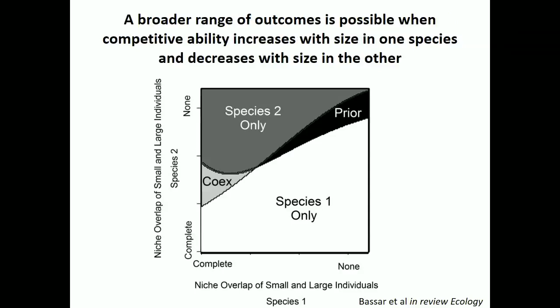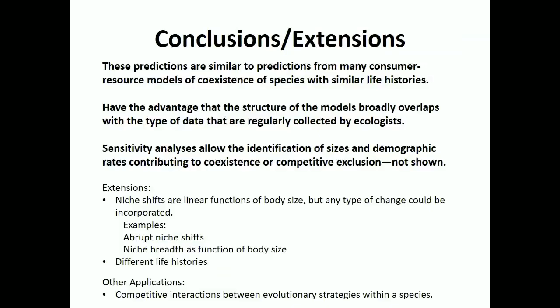Finally, the final prediction is that when we have increasing asymmetries in competition with species 1 and decreasing with species 2, not only do we get coexistence in about the same region here, but we also start to get priority effects out in this region here. And the priority effect is that whichever species is in the habitat first is the one that will be able to competitively exclude the other.